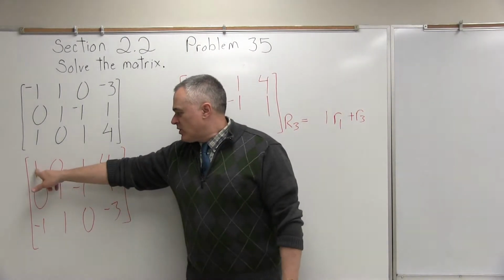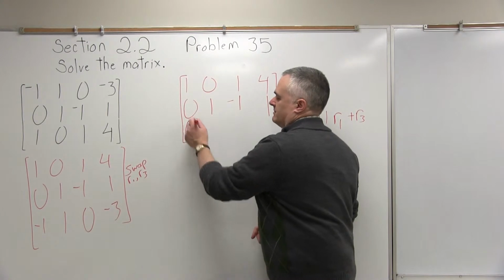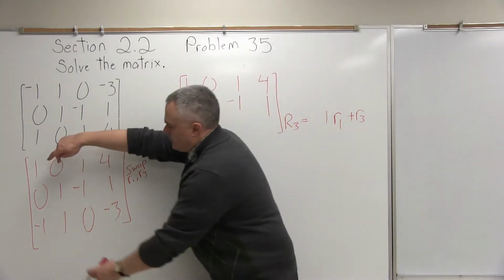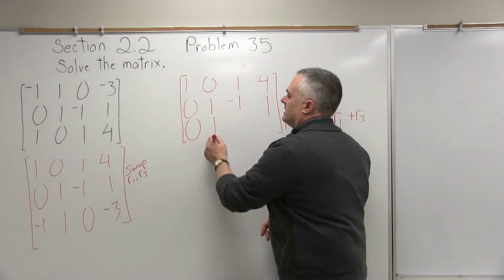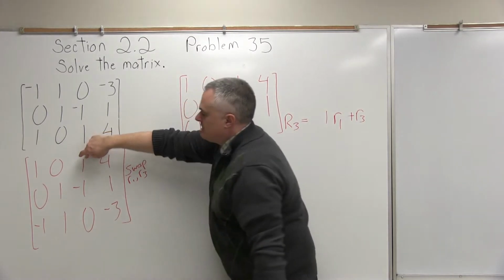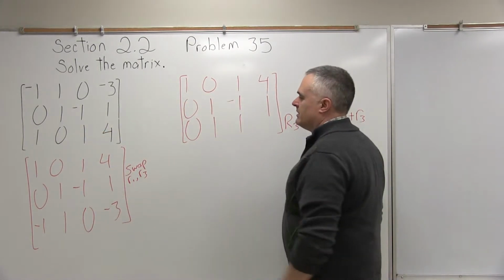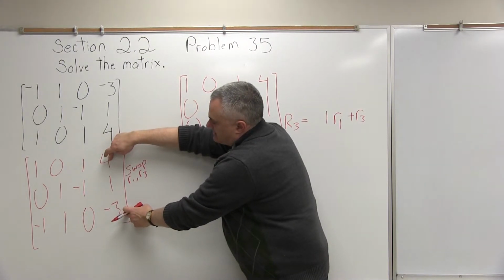So in the first column, row 1 plus row 3 is 1 plus -1, 0. The next column, row 1 plus row 3 is 0 plus 1. That's 1. The next column, row 1 plus row 3 is 1 plus 0, 1. The last column, row 1 plus row 3 is 4 plus -3.